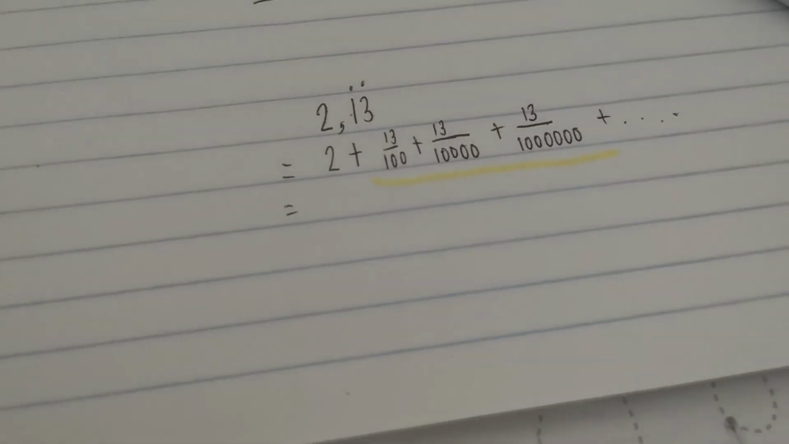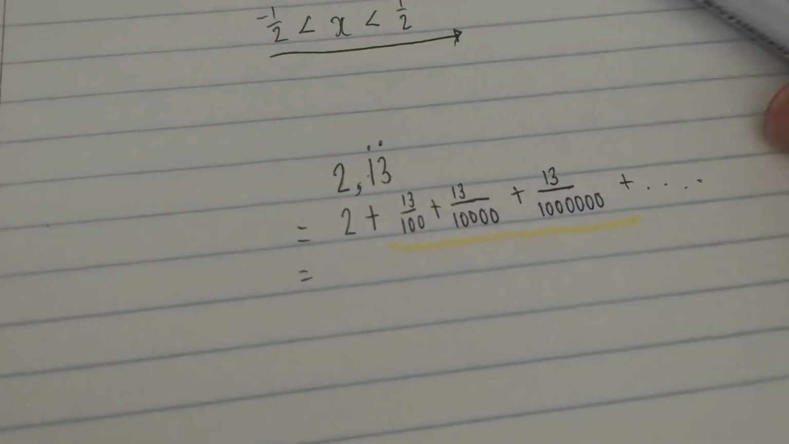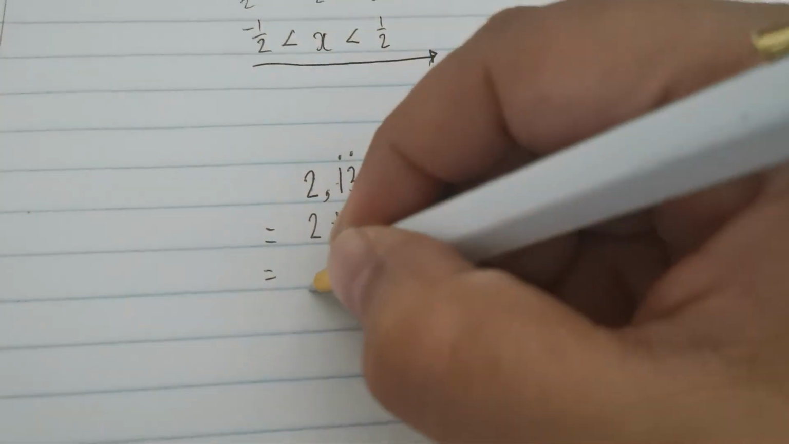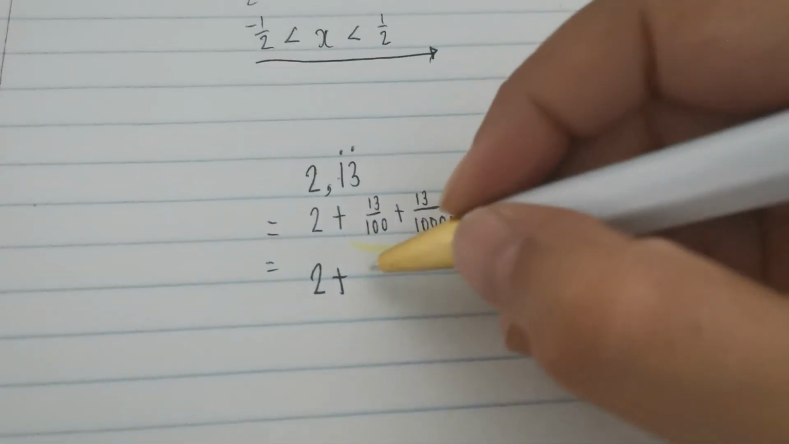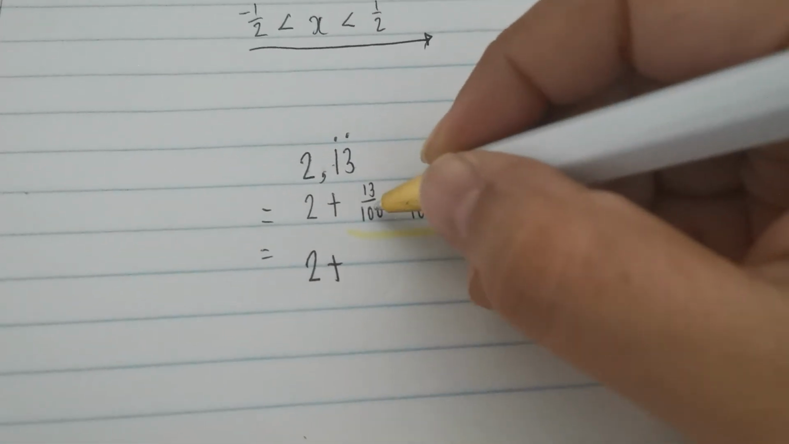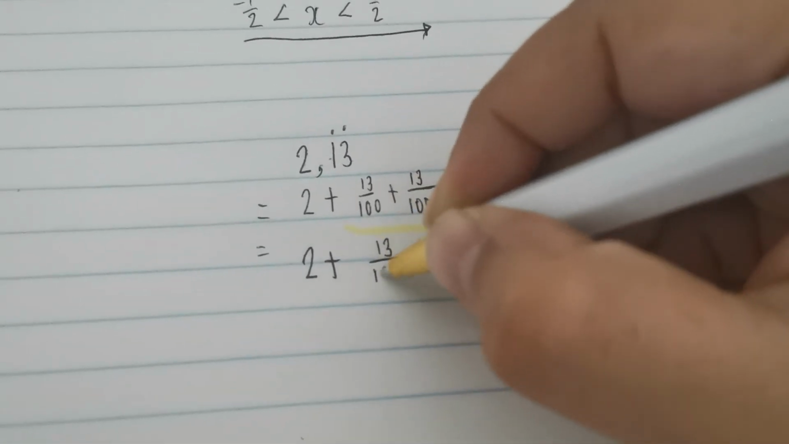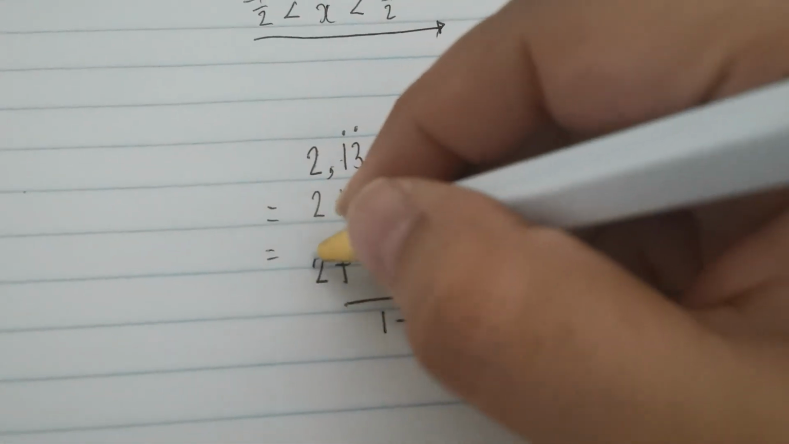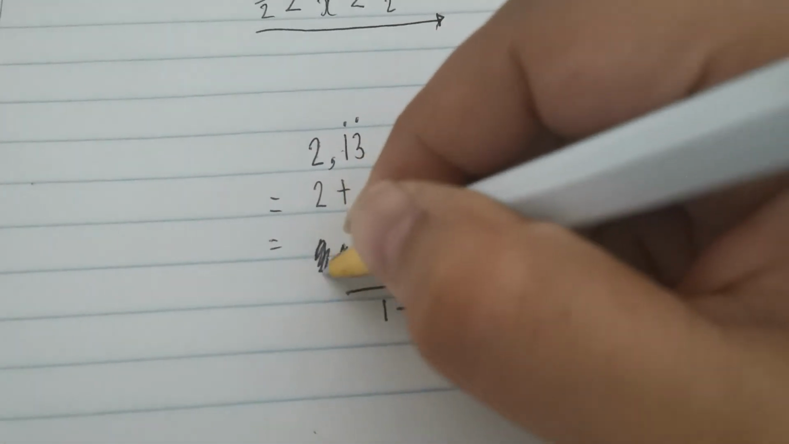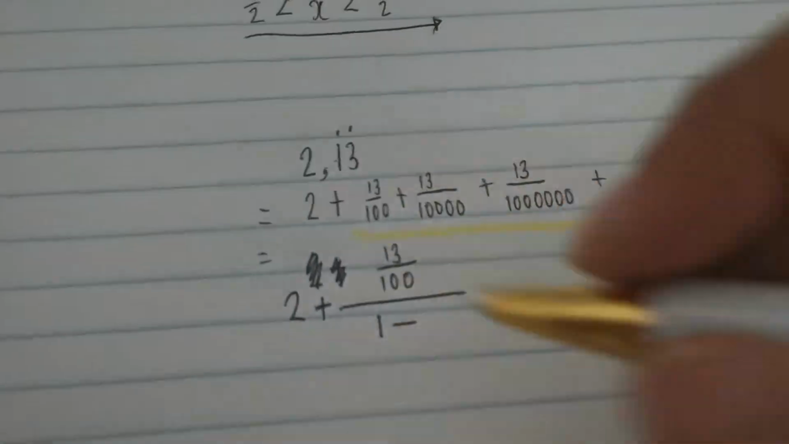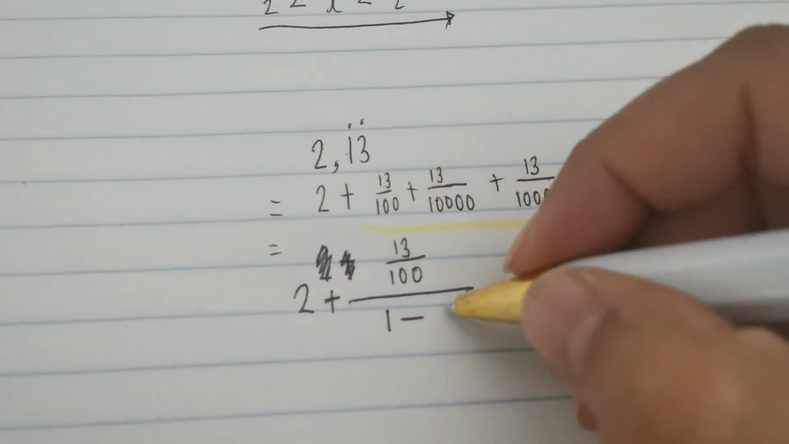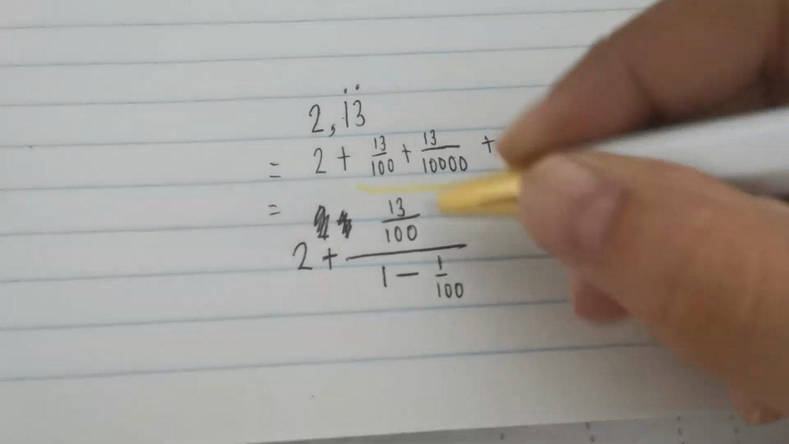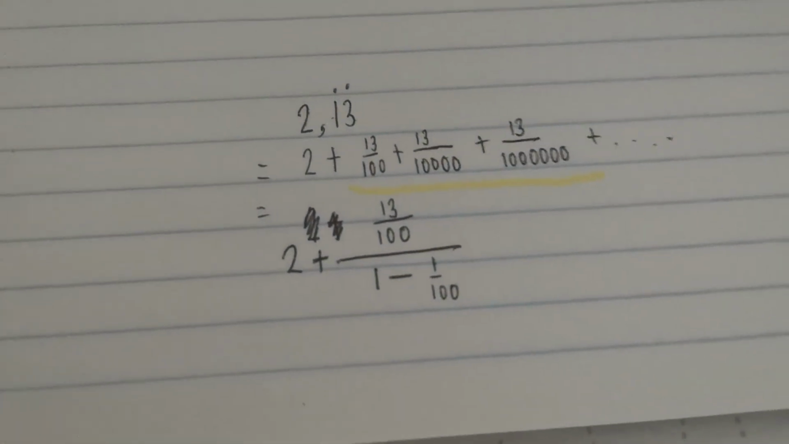This part over here is basically the sum to infinity. So we're going to work out the sum to infinity. The first term is 13 over 100, over 1 minus our ratio. Let me put this 2 separately like that. Our ratio between terms is 1 over 100. I'm going to plug this into the calculator.